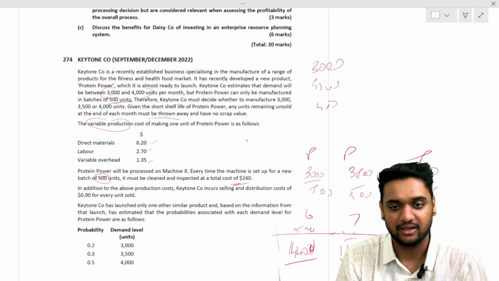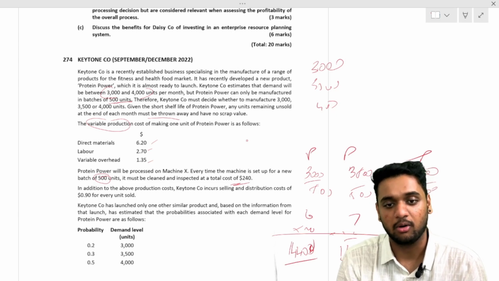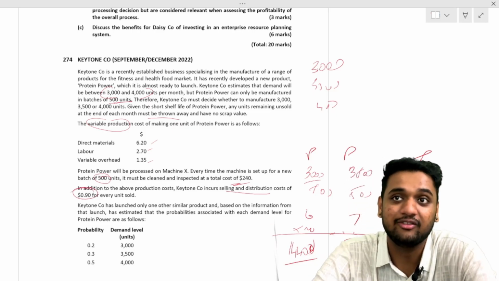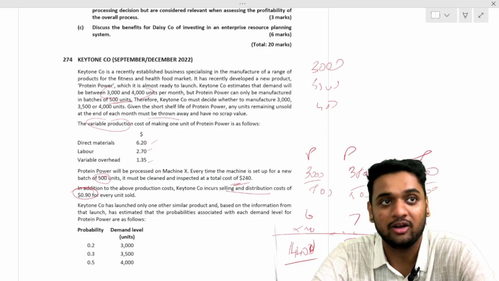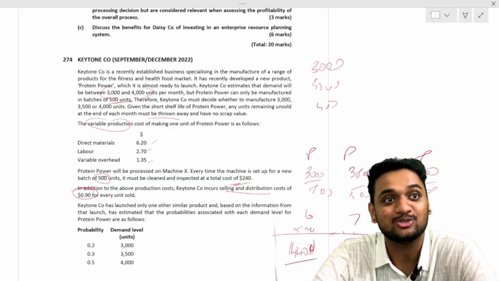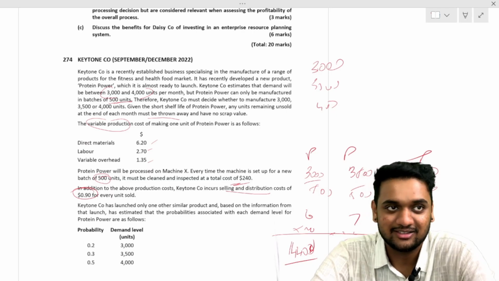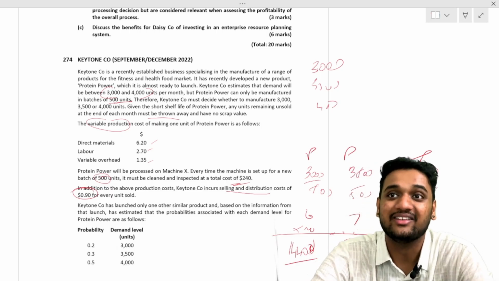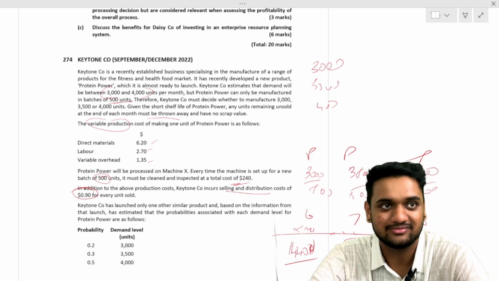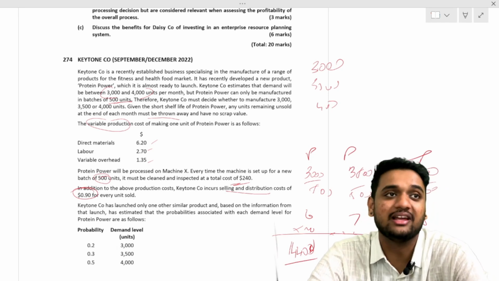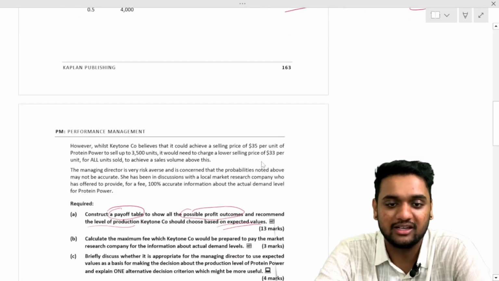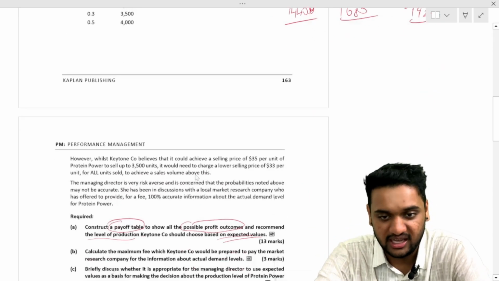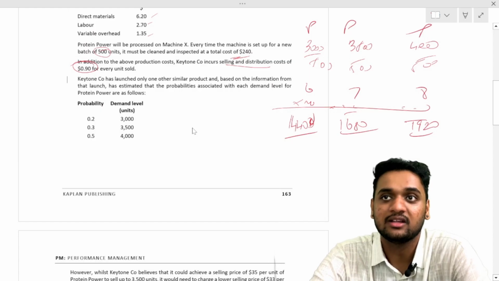Okay. Next, what is given to us? In addition to the above, it incurs a selling and distribution cost of 0.9 for every unit sold. Not every unit produced, every unit sold. So what we can do is club this 0.9 rupees with our selling price. If selling price is 35, make it 35 minus 0.9, 34.1. If selling price is 33, 33 minus 0.9, 32.1.